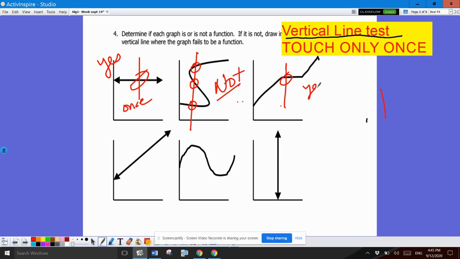It's only touching once. Yes, it's a function. The next one, yes, it's a function because it's only touching once. And even though this one seems to curve a lot, it's only going to be touched once. So it is also a function.